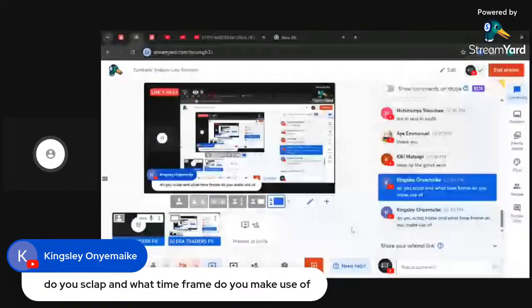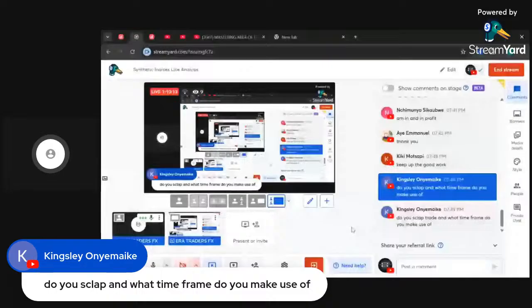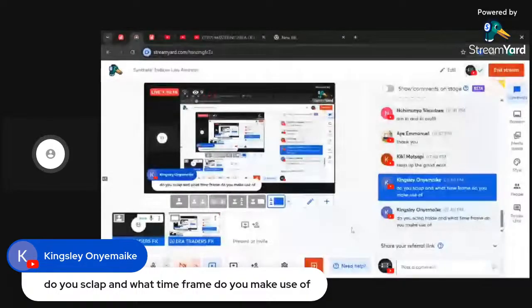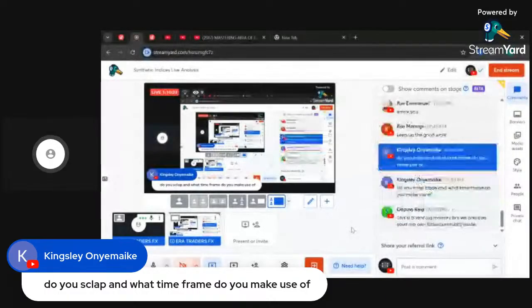Take note, for entry, I go 15 minutes, 5 minutes, 3 minutes. I don't know if that makes sense. So there's no way you can even call that scalping. It's scalping kind of a way, but then again, it makes sense.